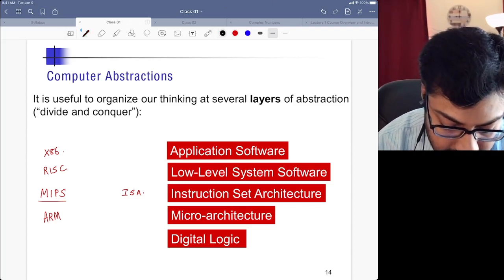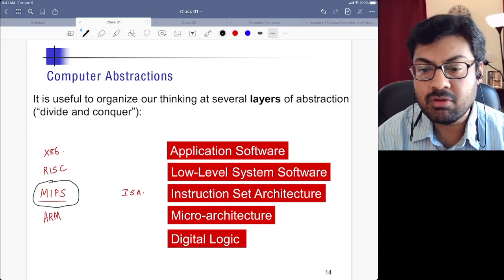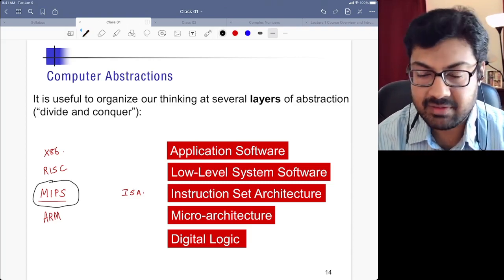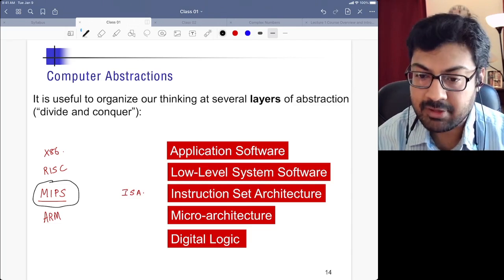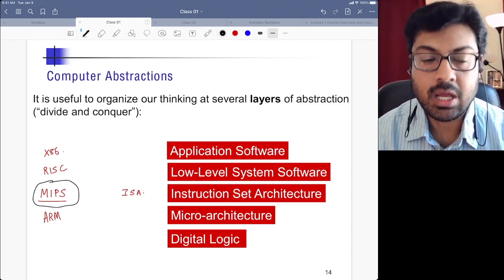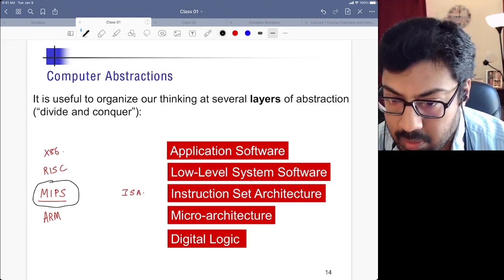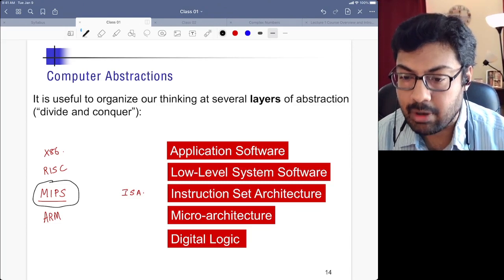We will be in the MIPS world. And the reason why we are doing this is because x86 is a more complex ISA than MIPS. So in terms of learning about an instruction set architecture, MIPS has all the advantages. March 30th, ARM V9 came out. Okay.